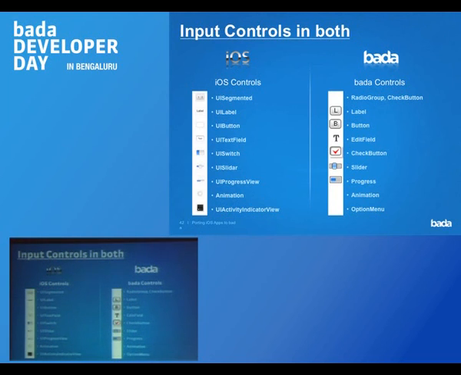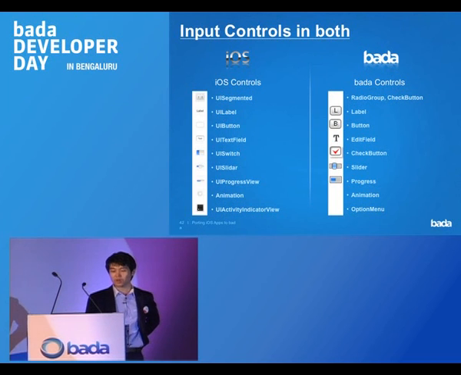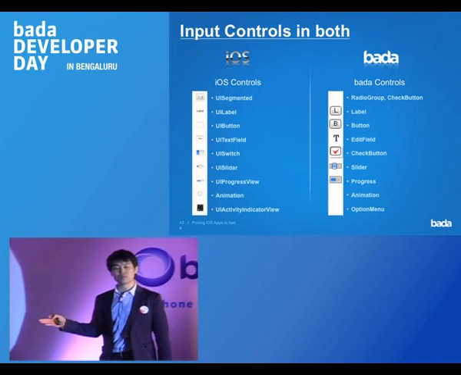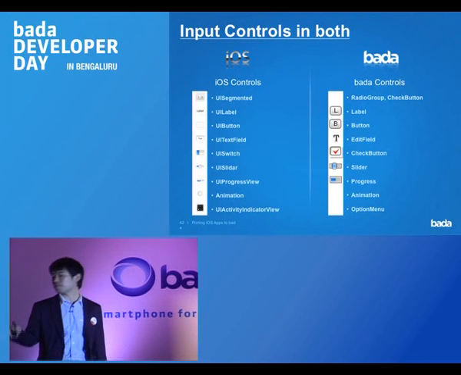Firstly, this is not easily seen from your seat. UI segment of the iOS can be covered by radio group and check button of bada. A UI label is a label. UI button is a button. Text field is edit field. UI switch is check button. The UI slider is a slider of bada. And UI progress view is a progress in bada. Animation is animation. UI activity indicator view is covered by option menu of bada. Actually, option menu is on the way of being deprecated, but you can still use it.